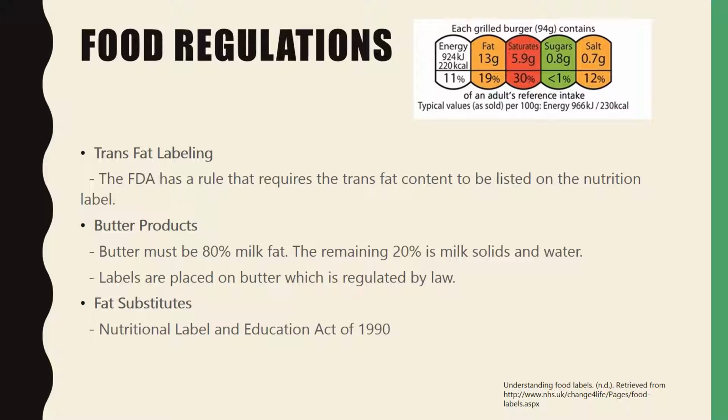Butter products. Butter must be made of at least 80% milk fat, and the other 20% comes from milk solids and water. The following labels are regulated by law: unsalted butter, whipped butter, creamed butter, and light or reduced calorie butter. Fat substitutes. Labels on foods made with fat substitutes must comply with the Nutrition Labeling and Education Act of 1990, which states that the label must list the usual name and the energy or nutrient combinations.